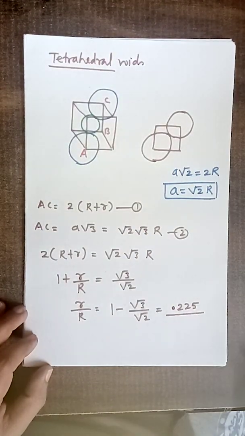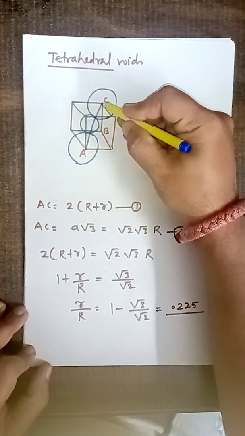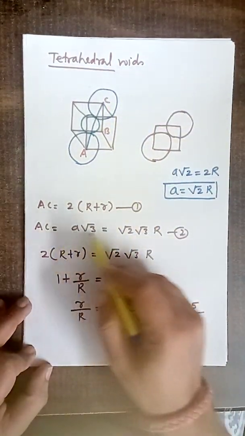And now for the tetrahedral void. In a tetrahedral void, once again this is AC. You can see AC equals a root 3.